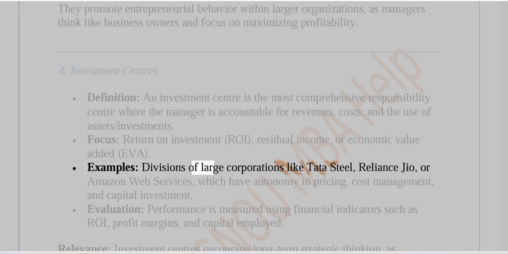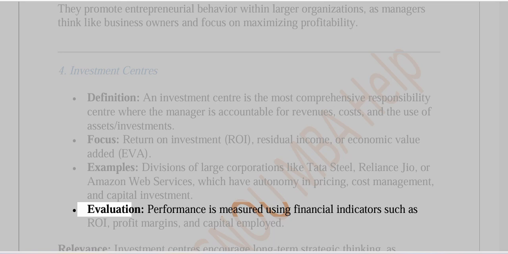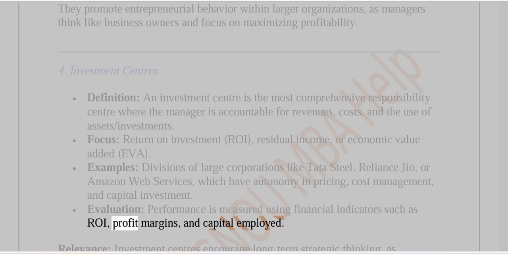Examples: divisions of large corporations like Tata Steel, Reliance Jio, or Amazon Web Services, which have autonomy in pricing, cost management, and capital investment. Evaluation: performance is measured using financial indicators such as ROI, profit margins, and capital employed.